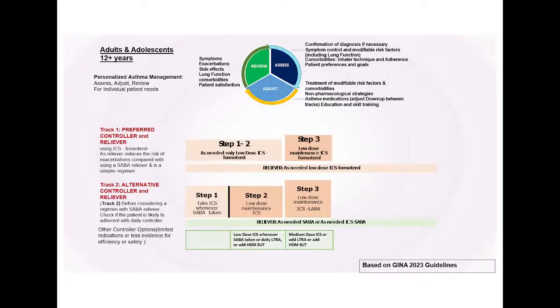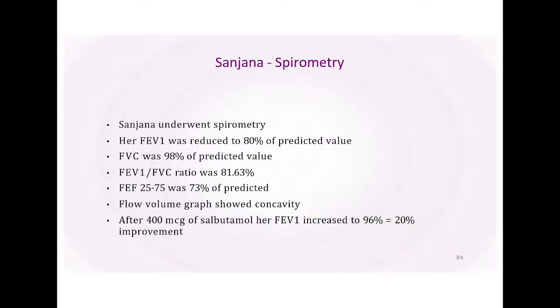So again we are looking at adults and adolescents more than 12 years, the same track 1, step 1 and 2 based on the symptom control, and the same review, assess and adjust cycle will continue, the same which we have been discussing.